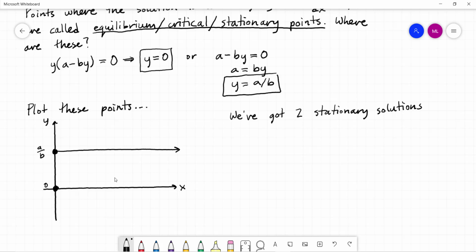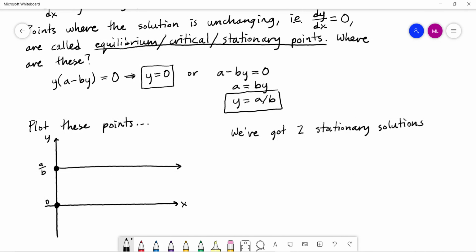Another term for it, again, is equilibrium solutions or critical solutions, whichever term you want to use. Maybe equilibrium is good, because equilibrium and stationary both imply, in my mind, something that's unchanging. If you've achieved equilibrium, you're not changing at that point. Same thing if you're stationary, you are not changing. Okay, so we've got our two equilibrium solutions. What about everything else?